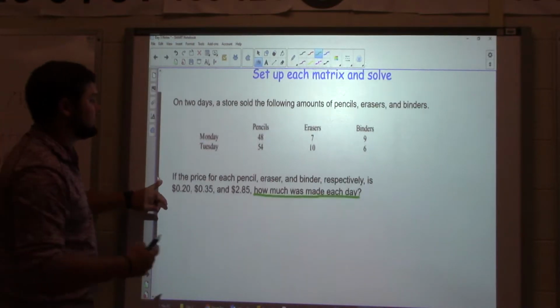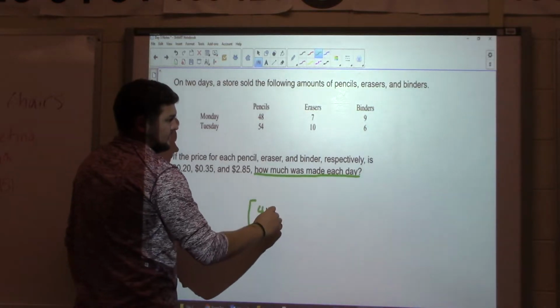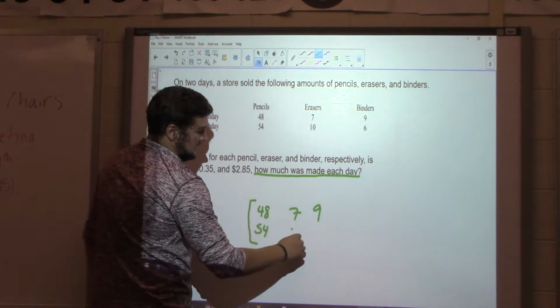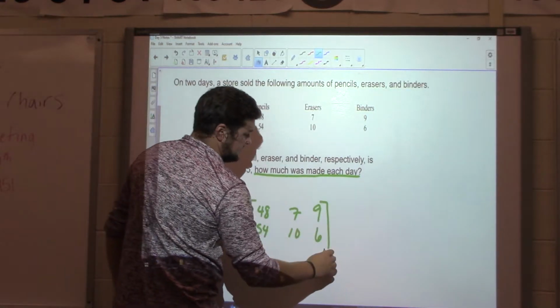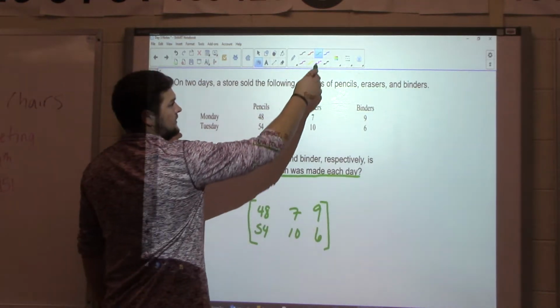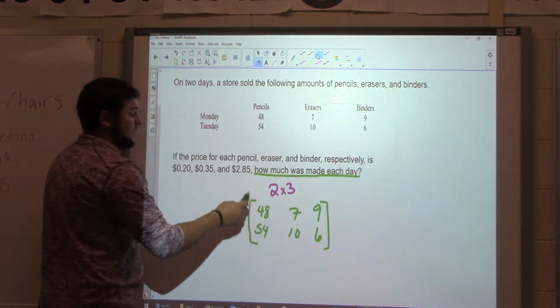Well, first and foremost, I'm going to take this table and turn it into a matrix. 48, 7, 9, 54, 10, 6. Right? What type of matrix is that? 2 by 3. Alright, so then my prices.